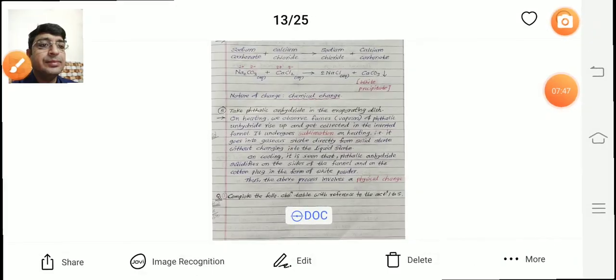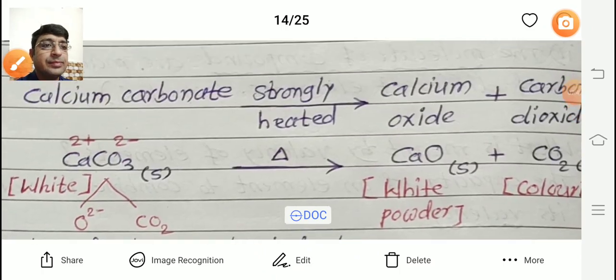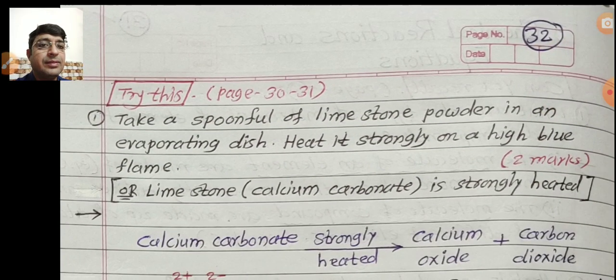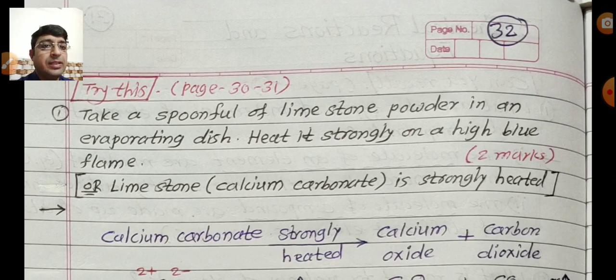So these activities are given on page number 30 and 31. First one: take a spoonful of limestone powder in an evaporating dish. Heat it strongly on a high blue flame. The same question is asked for 2 marks in the exam like this.